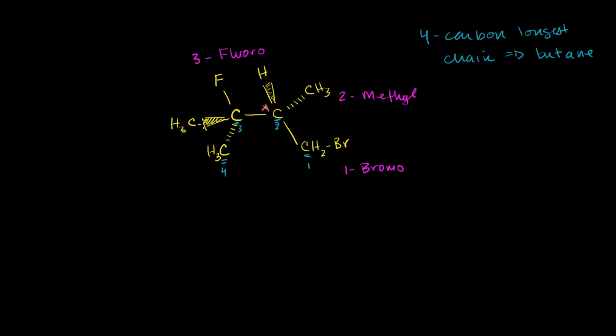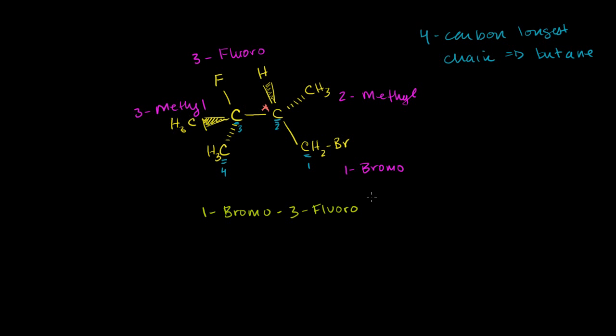And then on carbon 3, we also have a methyl group right here. So we also have a 3 methyl. So when we name it, we put it in alphabetical order. Bromo comes first. So this thing right here is 1 bromo, and then alphabetically fluoro comes next. 1 bromo, 3 fluoro, 3 fluoro.